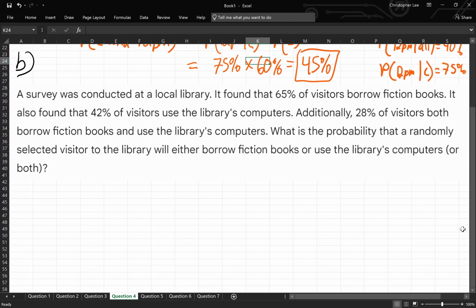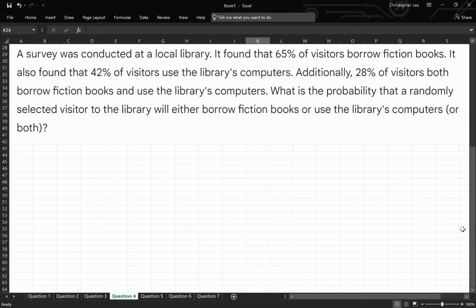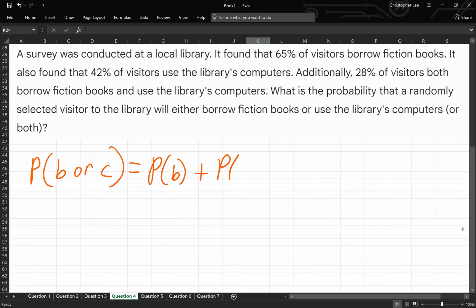And then of course, question B, that's the easiest of all. As soon as you hear or, you already know what to do, right? So they want to know what's the probability of books or computers. So books or computers, right? That's going to be the probability of books plus the probability of computers minus the probability of both of them. I'm just being lazy and I don't want to write out the word books, but I figure you guys get the idea. Book starts with B.